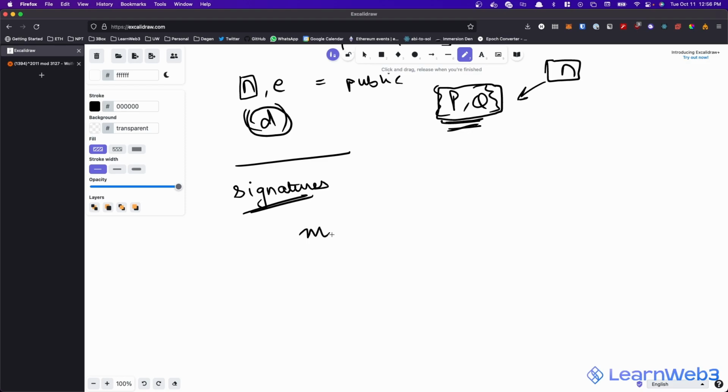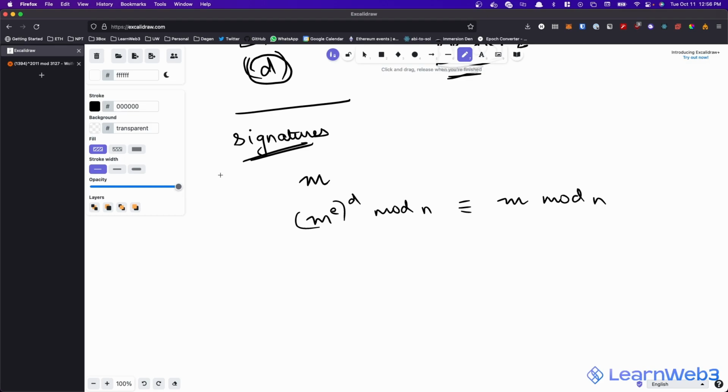So we have some message M, and we use the property that M to the power E to the power D mod N is congruent to M mod N for the values of E and D. Let's assume M is the message, M is the message "hi" again. So M equals hi, which equals 89, right?